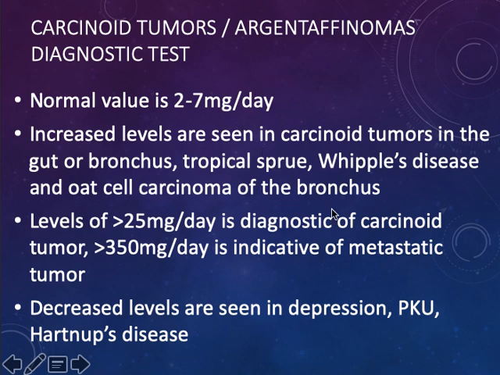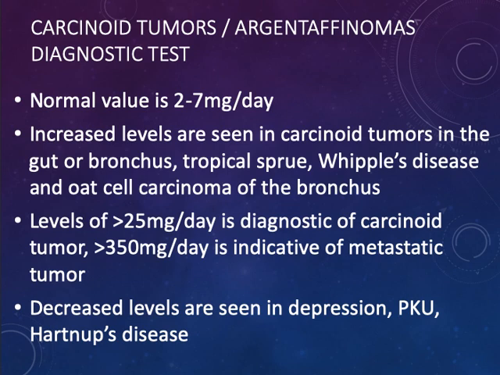Increased levels are seen in carcinoid tumors in the gut or in the bronchus, tropical sprue, Whipple's disease, and oat cell carcinoma of the bronchus. Levels more than 25 milligrams per day are diagnostic of carcinoid tumors. Anything more than 350 milligrams per day is indicative of metastatic tumors. Decreased levels are also seen in depression, phenylketonuria, and Hartnup's disease. So this is about the carcinoid tumor.